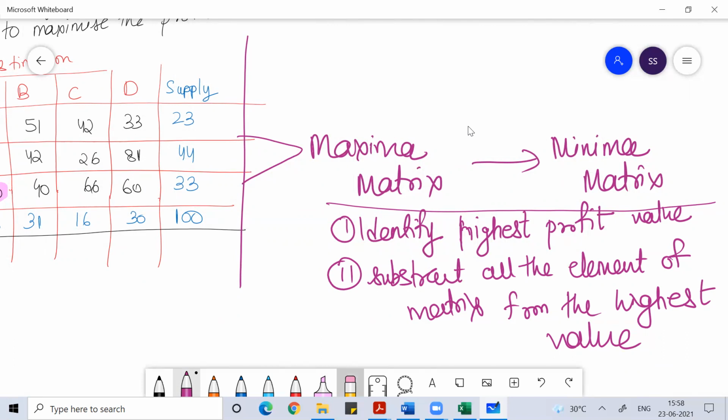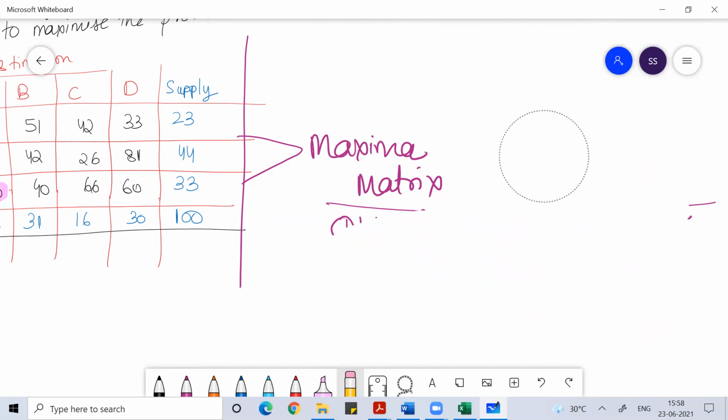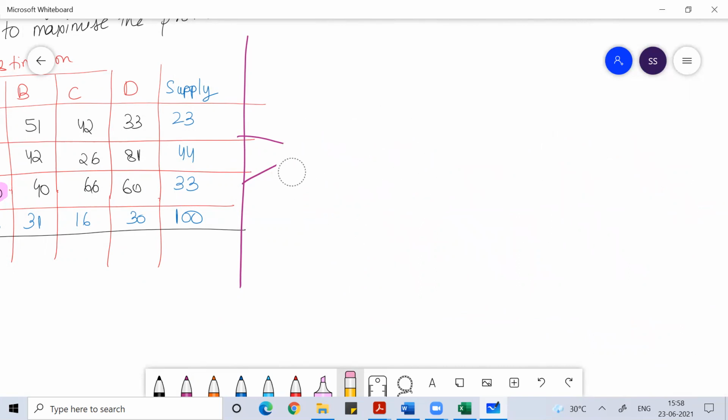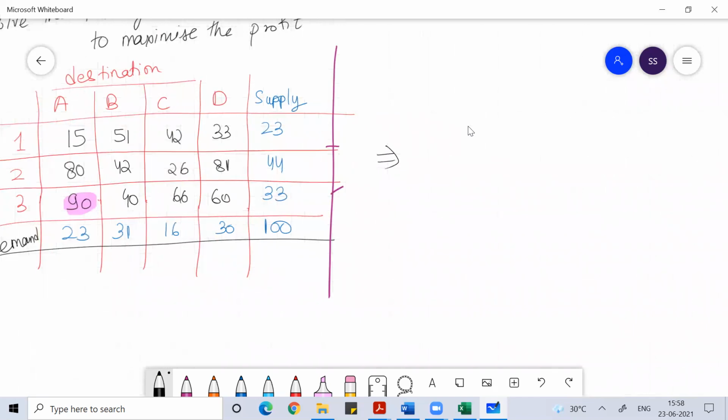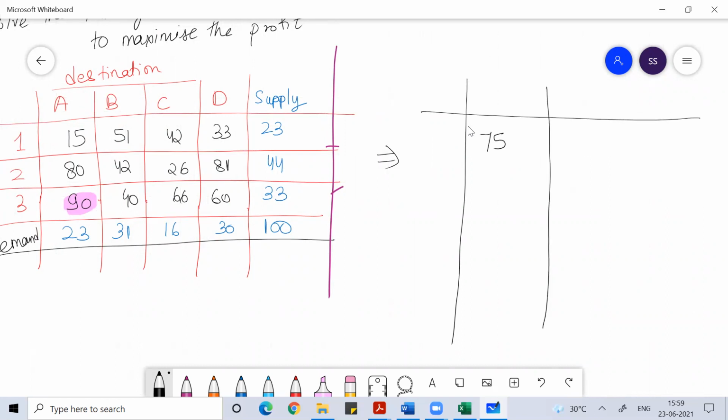So I hope you understood. The highest element I found was 90, so I'll subtract all the elements of this matrix from 90. If I do it like this, 90 minus 15 would be 75. Then 90 minus 51 would be 39. 90 minus 42 would be 48. Then 90 minus 33 would be 57.